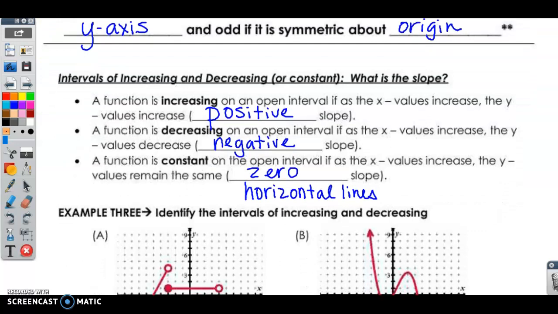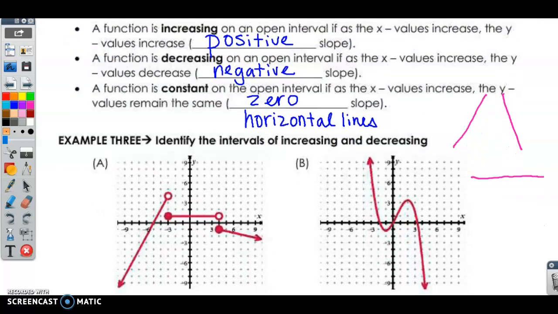And again, you have seen this before last year, but a function is increasing if as the x values increase, the y values increase. A function is decreasing if as the x values increase, the y values decrease. It's a negative slope. And a function is constant if as the x values increase, the y values remain the same. It's got a slope of 0.